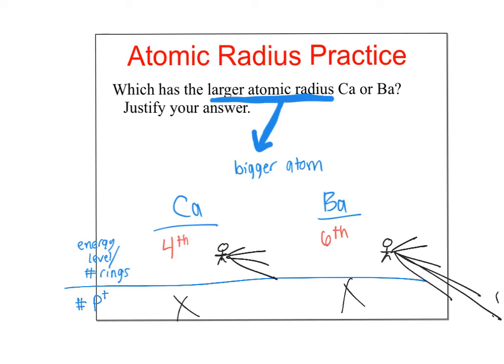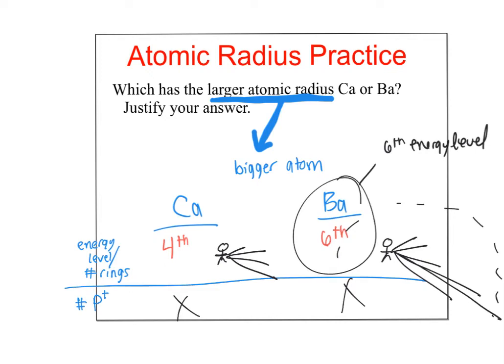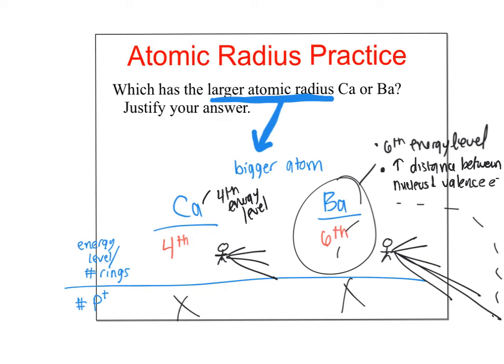Who's going to be a bigger radius all the way around? That's going to be barium, bigger atom. So how do I justify? Barium is in the 6th energy level. Calcium is in the 4th energy level. This guy has more distance between nucleus and valence electrons, therefore larger atom.